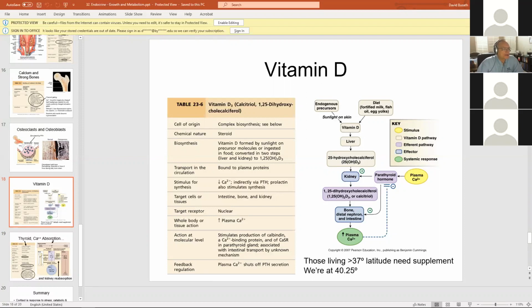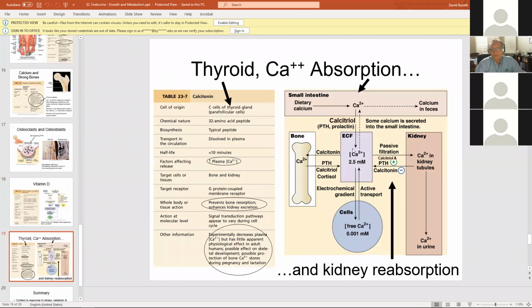In what 3 ways does calcitriol increase plasma calcium? It increases it by stimulating bone resorption. I added this a few years ago to this slide. Stimulating calcium reabsorption from the nephron. Stimulating calcium absorption: calcitriol stimulates calcium absorption from the small intestine. In fact, it's the dominant stimulus of calcium absorption from the intestine.